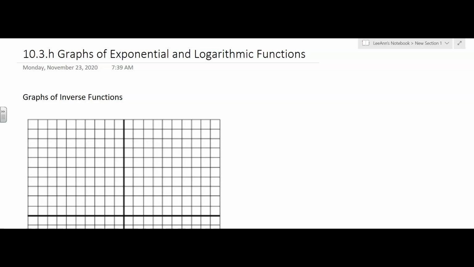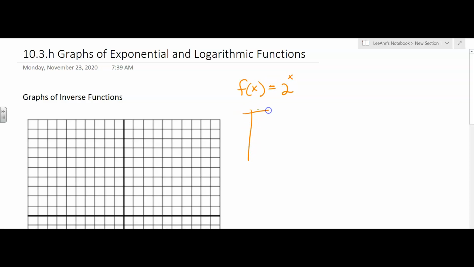So we talked about exponential and logarithmic functions being inverses of each other. So let's show you what that looks like on the graph. Let's say we have a function f of x equals 2 to the x power. And we wanted to graph it.